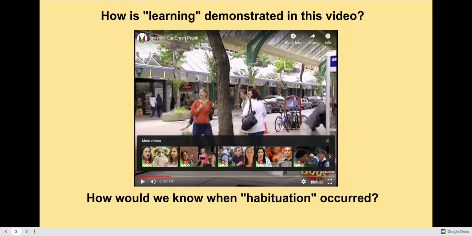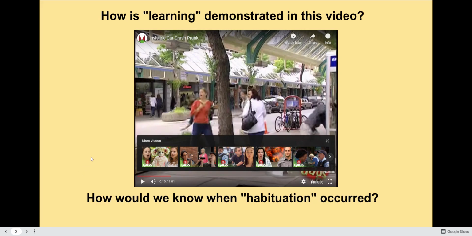Okay, so hopefully you saw that learning was demonstrated, because people have learned over time that when they hear the screech of tires, they could potentially get hit by a car, right? So people jump away. Now we know habituation occurs if somebody hears the screech of tires all the time, and then maybe they work at a racetrack, or maybe they work in a tire shop or auto shop, and they hear the screech of tires, so it doesn't really faze them.